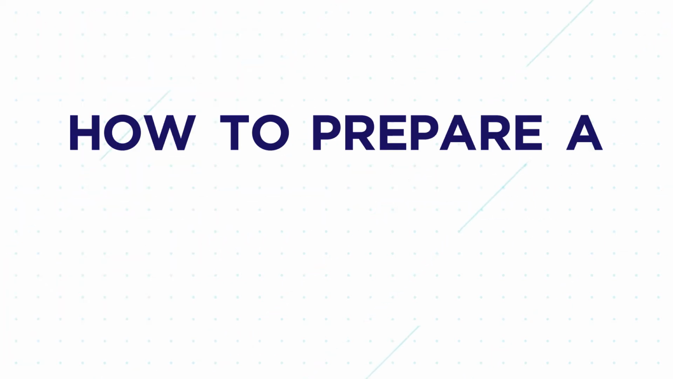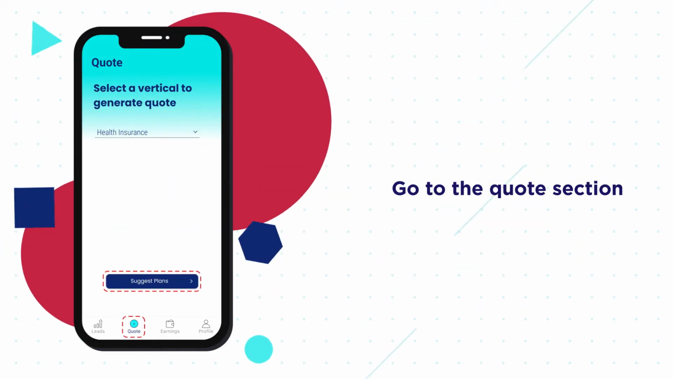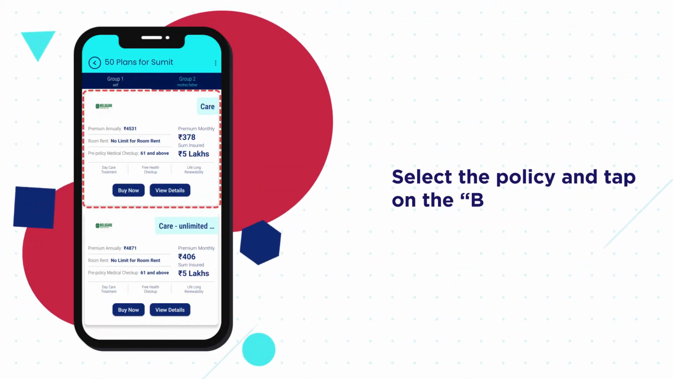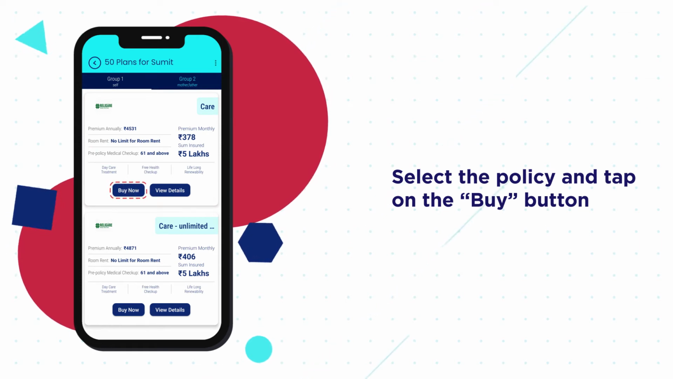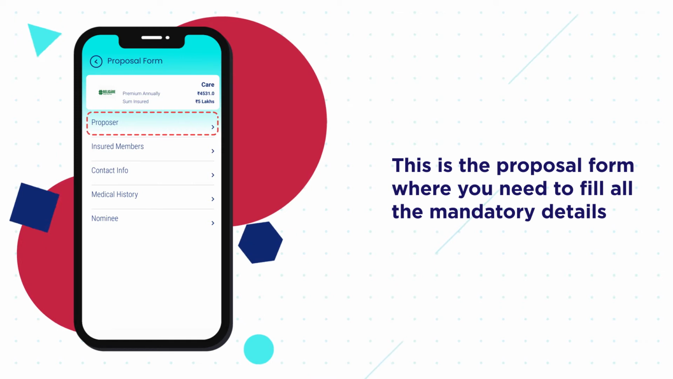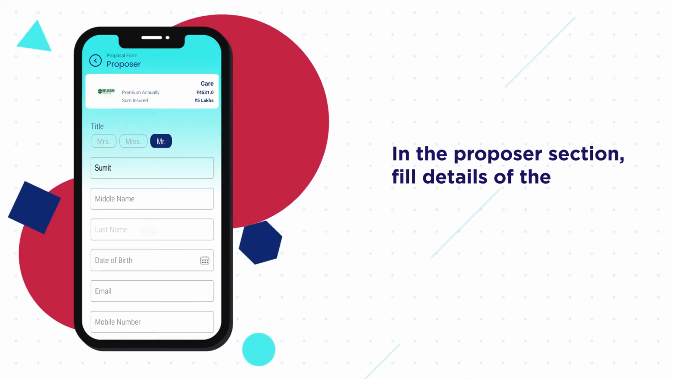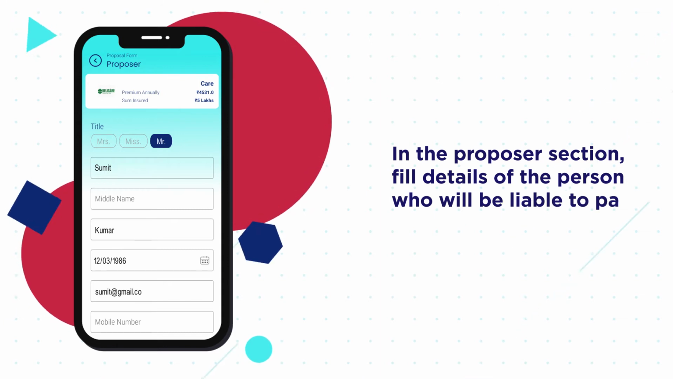How to prepare a proposal form and make payment? Go to the quote section. Select the policy and tap on the Buy button. This is the proposal form where you need to fill all the mandatory details. In the Proposer section, fill the details of the person who will be liable to pay the premium.